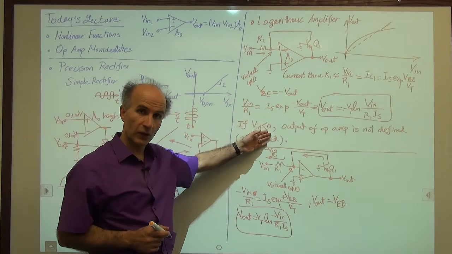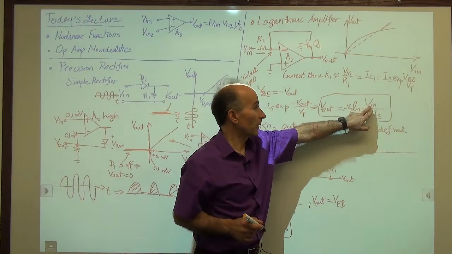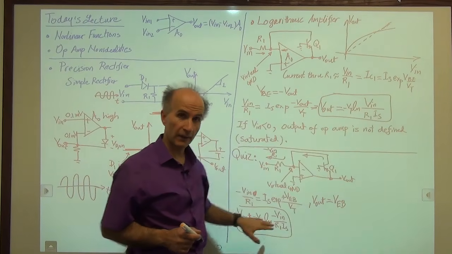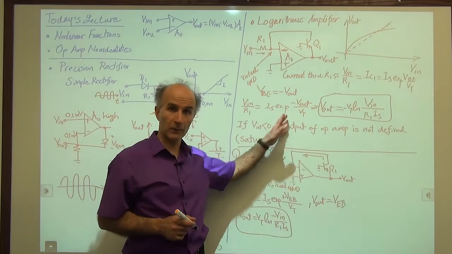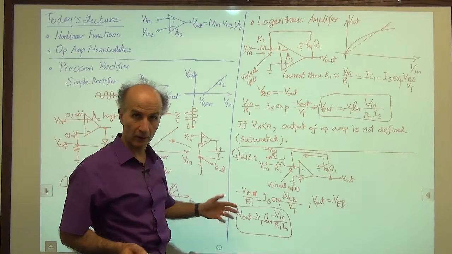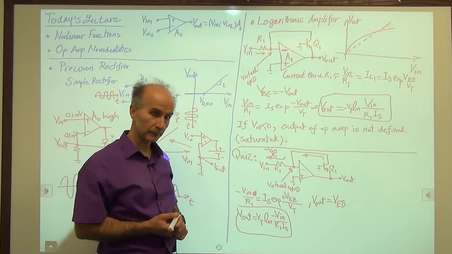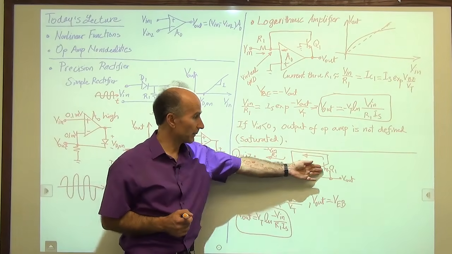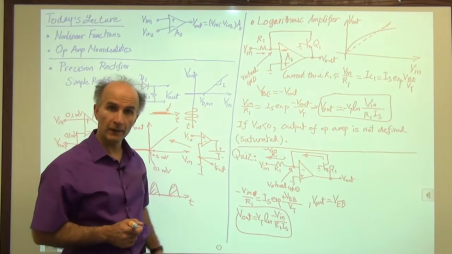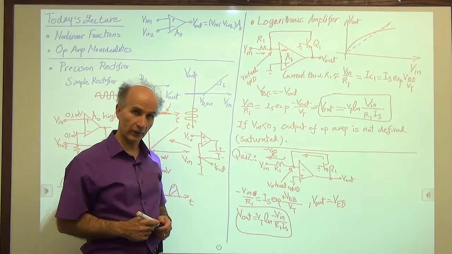So in the previous version, the input had to be positive at all times. In this version, the input has to be negative at all times. That's the only difference between the two. Otherwise, they are very similar. So that's another interesting example of how we can use an op amp and some nonlinear device to create all sorts of interesting functions.